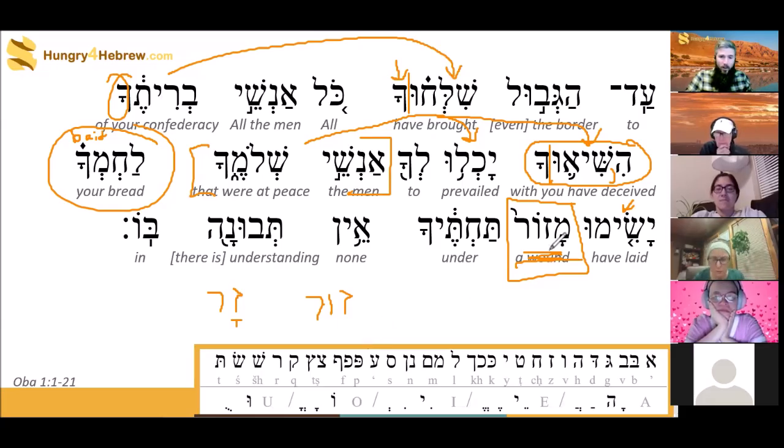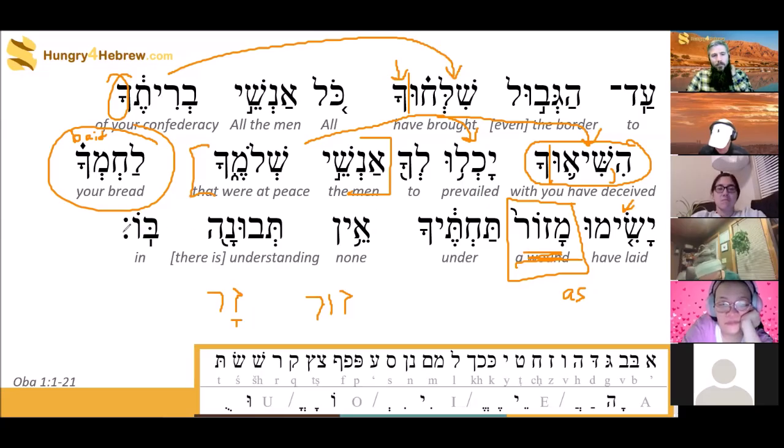So a mazor might have something to do with that, but nobody really knows how to translate it perfectly. What you could do is go over to the Septuagint, where it calls it an ambush. So maybe it's an ambush of some kind. So, bread they have laid, and then we could put here, a mazor tachtecha, as an ambush underneath you. Or a trap, right?